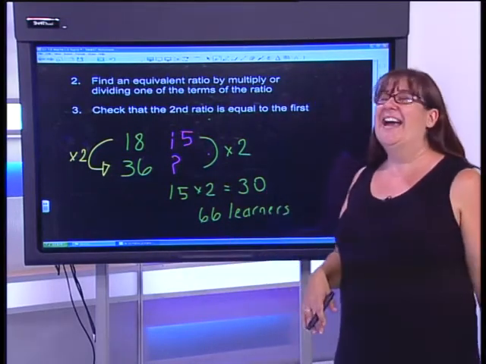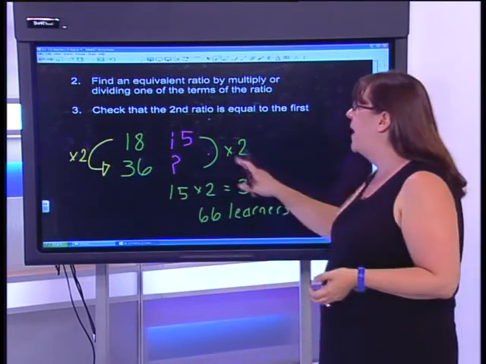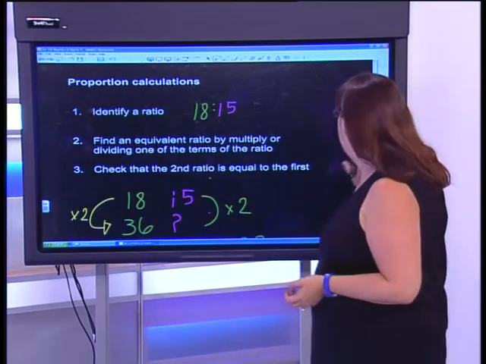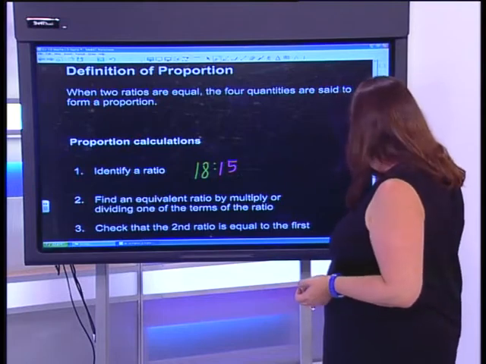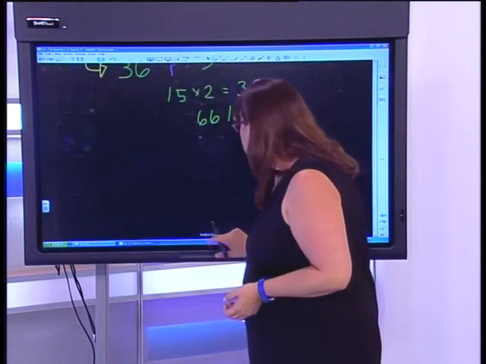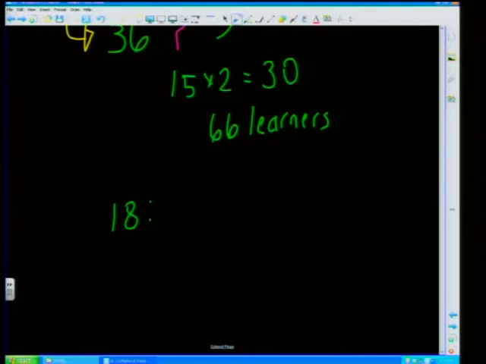66 learners. Okay. Before we go to a break, because I think we should take a little bit of a break, I also want to discuss this 15 to 18, 18 to 15, and see if we can actually simplify that. So let's extend that a little bit. I had my ratio of 18 to 15. Now I want to see if I can simplify it and make it the smallest. So if I write it as a fraction, 18 over 15, how do I make it the smallest type of fraction it can be?